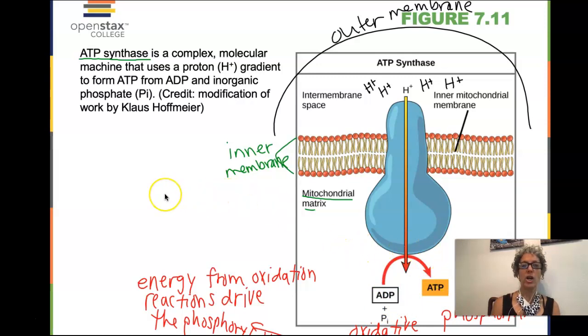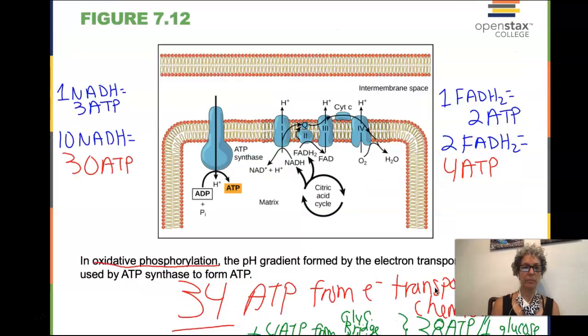So this is called oxidative phosphorylation because the energy from oxidation reactions drives the phosphorylation of phosphate plus ADP to make ATP.